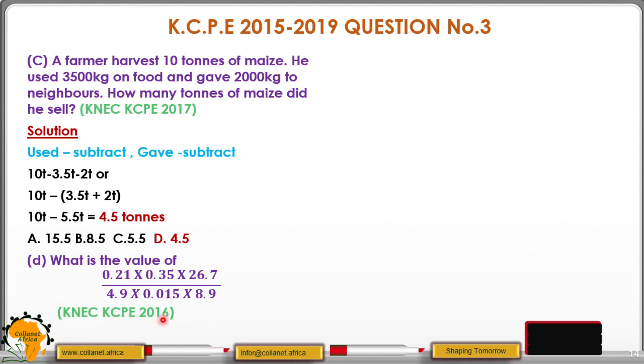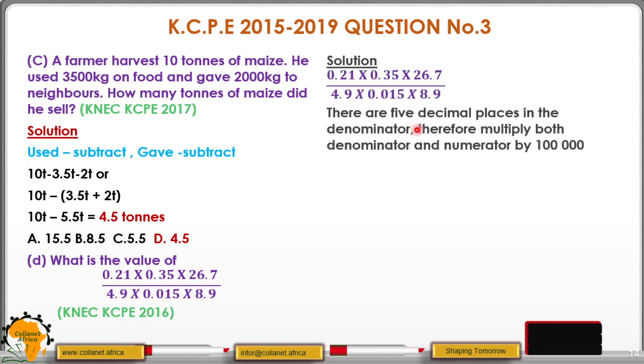This was tested in 2016, question number 3, and the solution is done this way. So there are 5 decimal places as we have counted in the denominator. Therefore multiply both denominator and numerator by 100,000. So 100,000 will remove the 5 decimal places in the denominator. The same should be done to the numerator. So when you multiply, it will remove all the decimal places. After removing, now we start doing the cancellation.